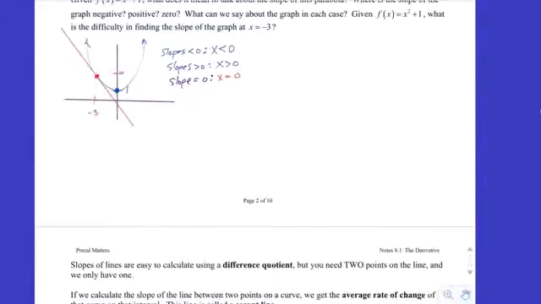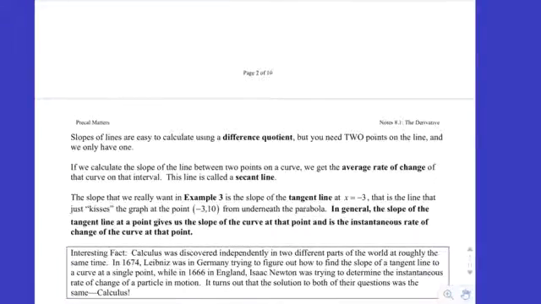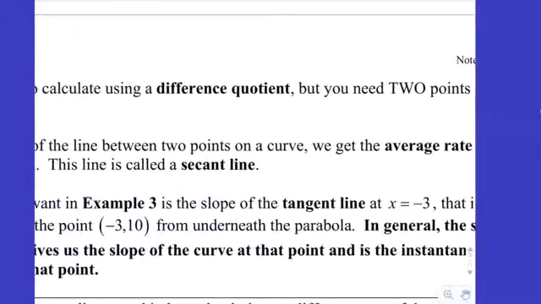Okay? So let's jump down here and just summarize. First of all, calculating slopes between 2 points is easy. You just calculate the what?